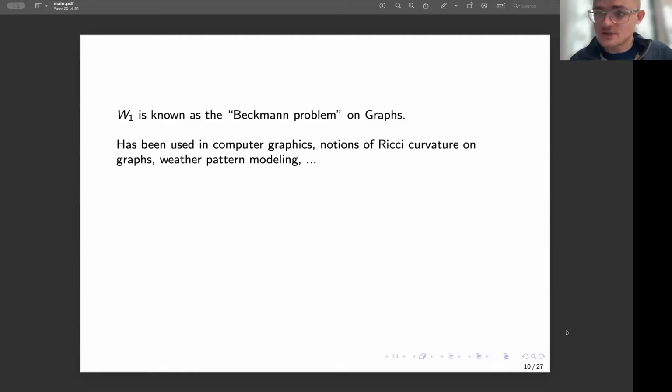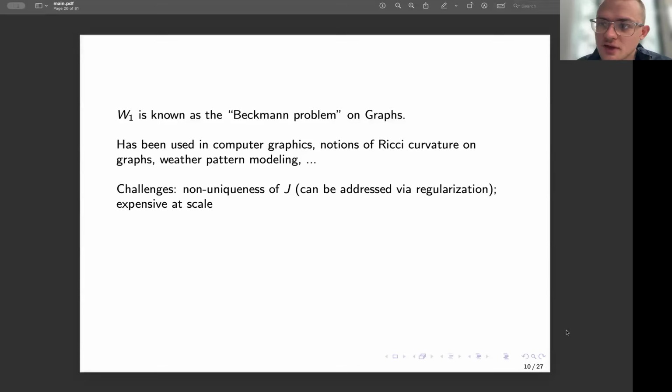So this particular program has lots of applications. One I'll highlight is Ricci curvature on graphs. There have been a lot of papers that have used W1 on graphs to formulate a notion of curvature in that setting and have applied it to unsupervised learning, for example, and clustering methods. I already mentioned a brief plug about weather pattern modeling. It's also been used in some computer graphics programs.